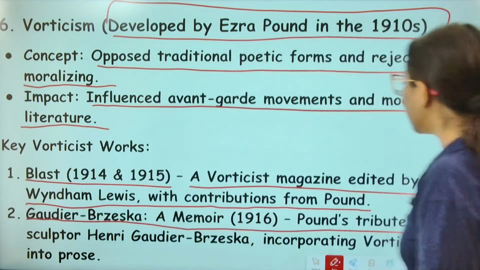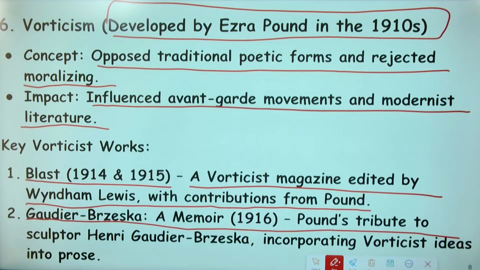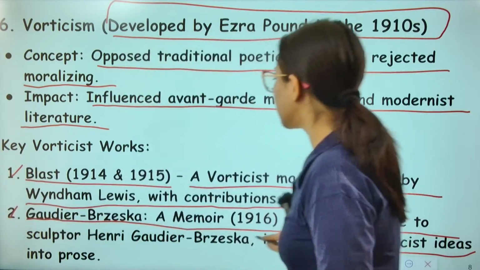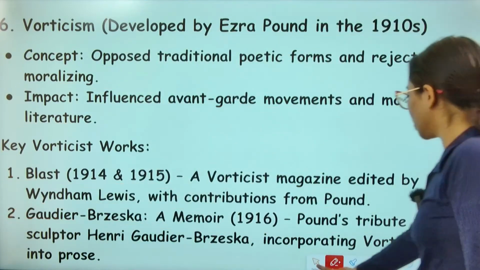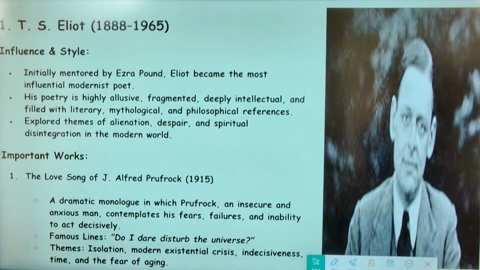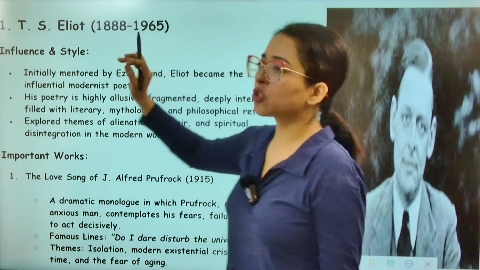Gaudier Brzeska, a memoir Pound contributed on the sculptor Henry Gaudier Brzeska, incorporating Vorticist ideas into prose. Okay, so Blast and Gaudier Brzeska become two very seminal works. Then next you have T.S. Eliot, 1888 to 1965.